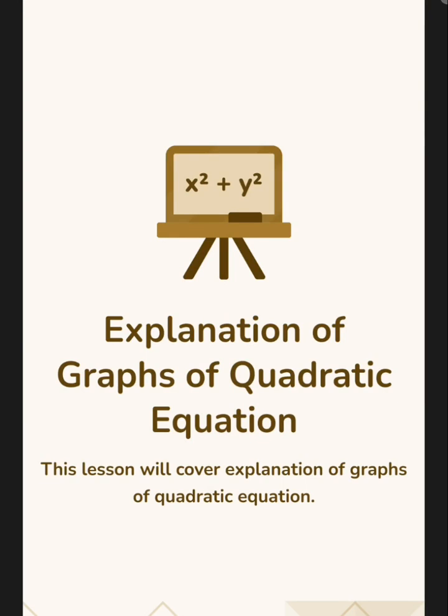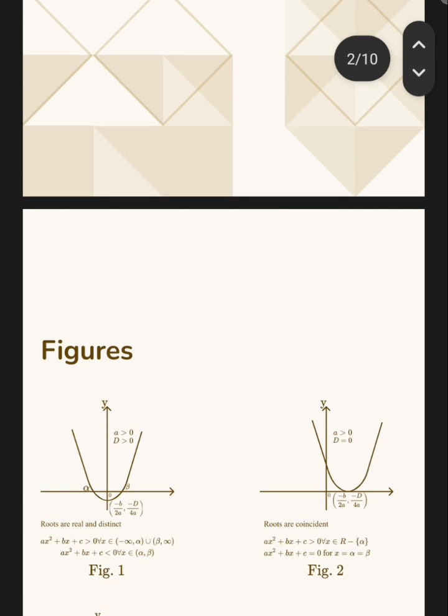In this lesson, we will study the explanation of graphs of a quadratic equation. In a quadratic equation, the general form is ax square plus bx plus c equals 0. First of all, we will check the coefficient of x square, that is a. If a is greater than 0, then we will obtain the graph of a curve like a parabola, and that is an upward parabola.